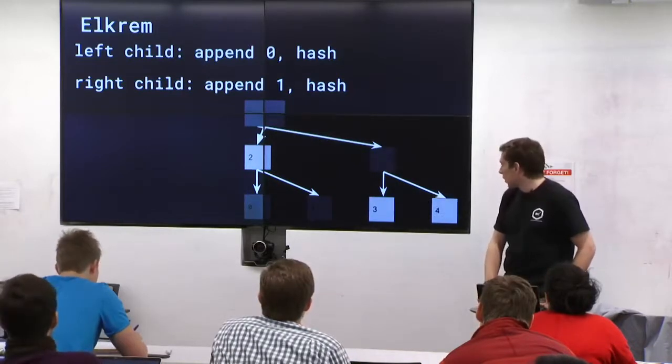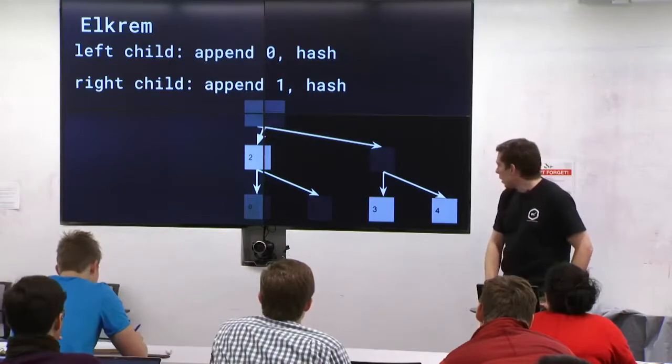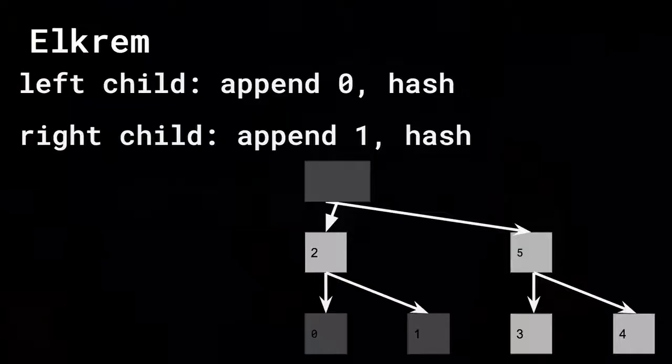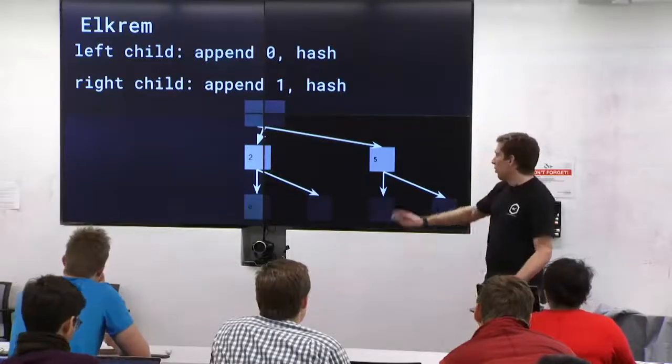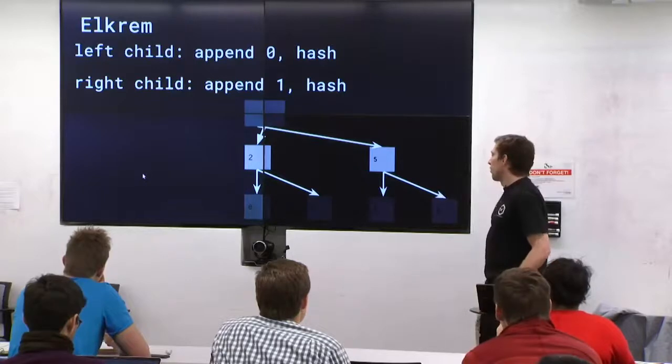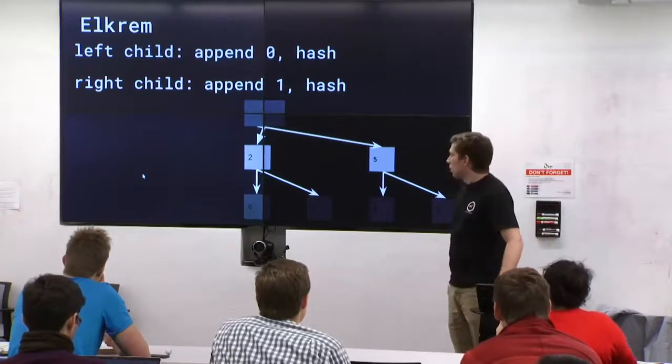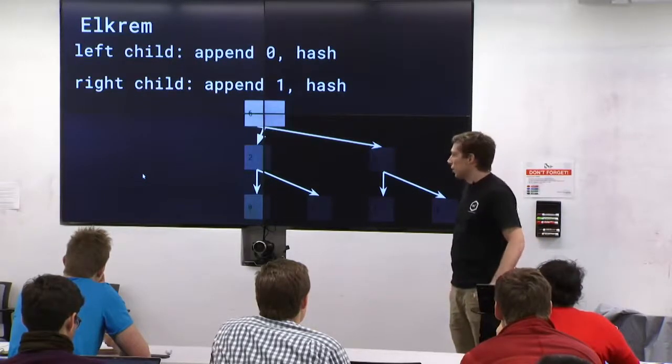Receive 4, can't do anything. Receive 5. Now I can do the same thing with 3 and 4, remove those from the disk, and only store 2 and 5. So if I get a request for 3, I can easily compute it. And then I receive 6, and I can delete those 2 as well.